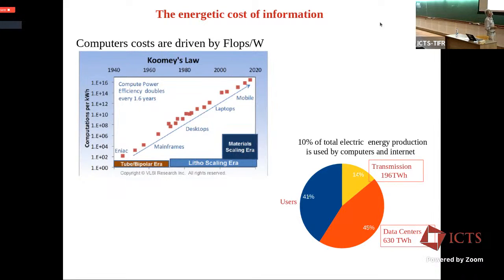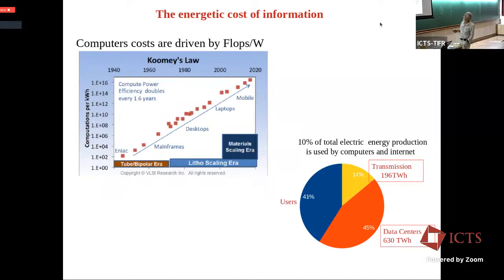These are the possible applications. We know that today there is a lot of energy that is used in computation. This is the computation energy per flops, in flops per watt, and this is a function of time. This is a function of year.